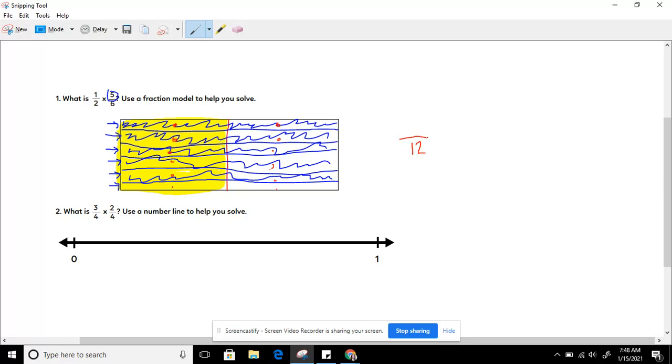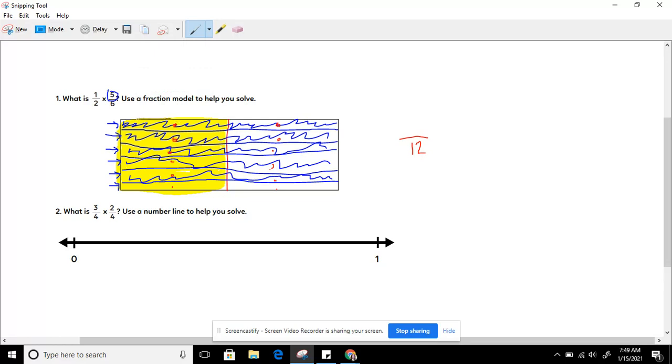And then to get the numerator, so that's our denominator, how many pieces do we have in this fraction model now total? We've got 12 pieces. When we broke it up in half and then into 6, we got 12 pieces within that fraction model. Now to figure out the numerator, we're going to look at how many pieces are overlapping with yellow and blue. So we're looking at overlapping with yellow and blue.